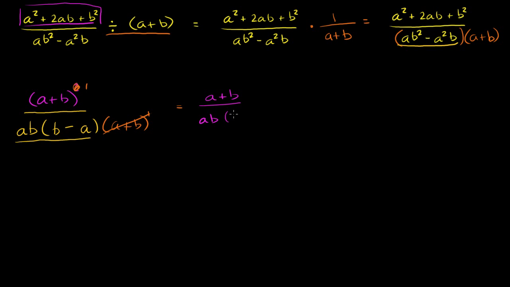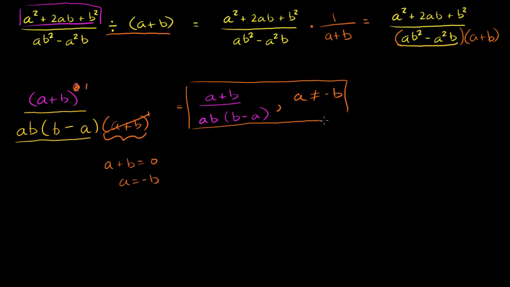over ab times b minus a, with the caveat, because we canceled this thing out in the denominator, we have to say, look, this thing can still not equal 0, because this will still make this expression undefined. The only way that this is going to be equal to 0 is if we subtract b from both sides, a is equal to negative b. So we have to add the caveat that a cannot be equal to negative b. We have to add this condition. And so this is our answer.